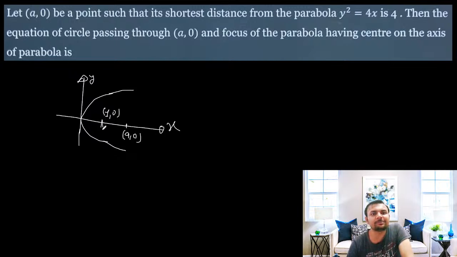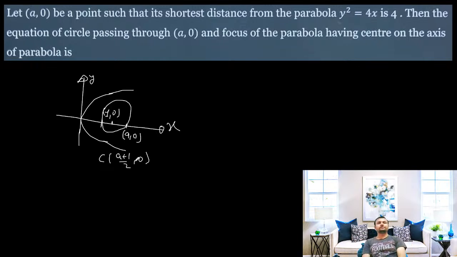A circle is passing through this and this with center on x-axis. That means if you consider this as a diameter, so center is nothing but a plus 1 by 2 comma 0. Okay, focus of the parabola, center. Okay, now this distance is minimum. So shortest distance between this.